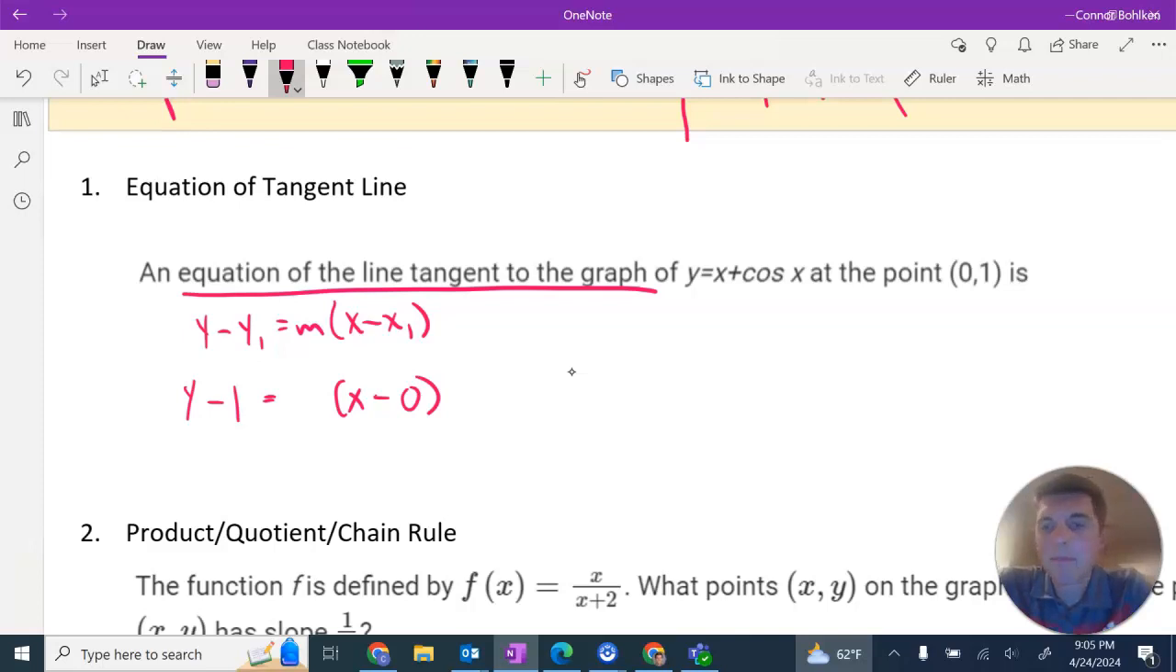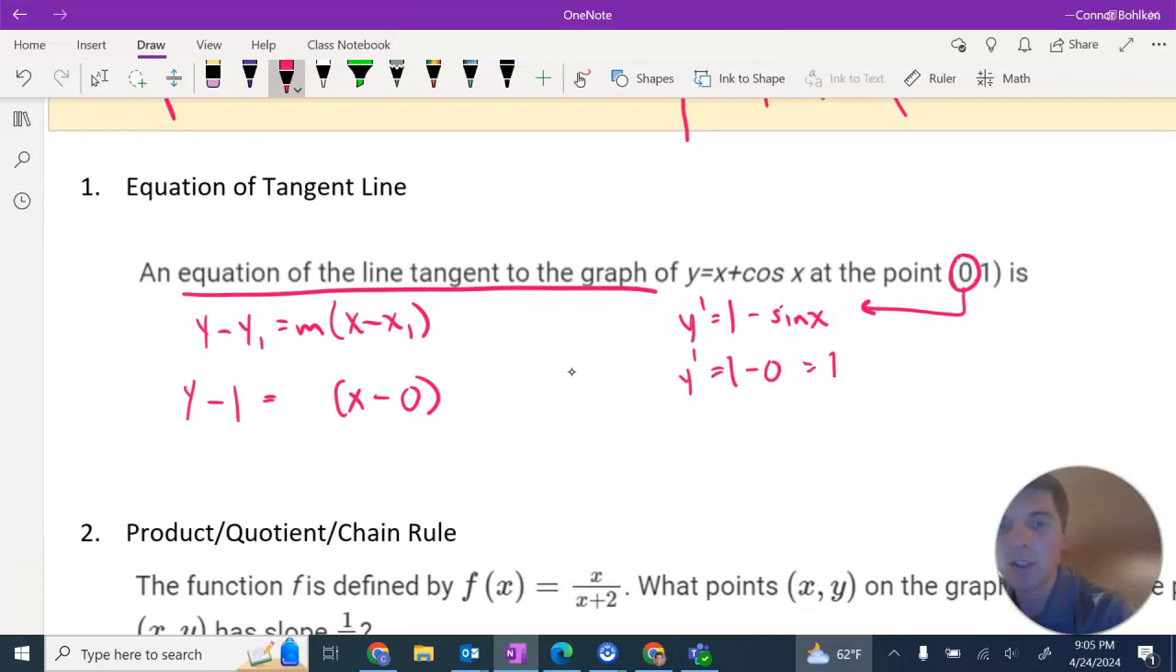Next, we just need that m. M is just slope, right? So take a derivative, plug in your x value. This is something that, like we've talked about, the calculus isn't too hard, but you've just got so much to remember that sometimes this can be tricky. So let's take a derivative. y prime equals 1. Derivative of cosine is negative sine of x. And then we're plugging in the x value to generate our slope. So y prime is 1 minus sine of 0, which is 0, so our slope is just 1.